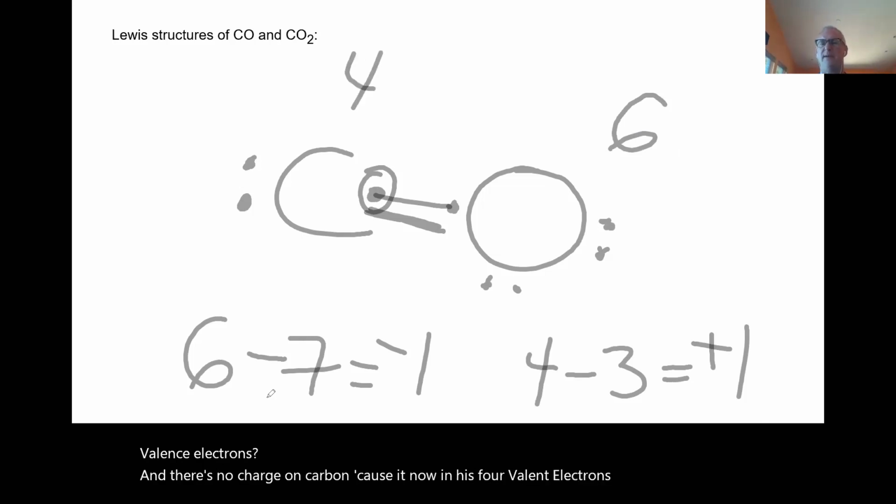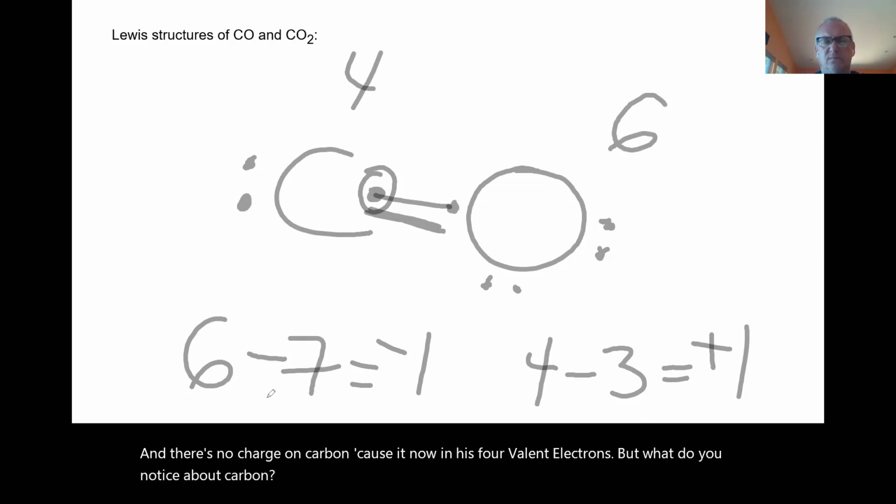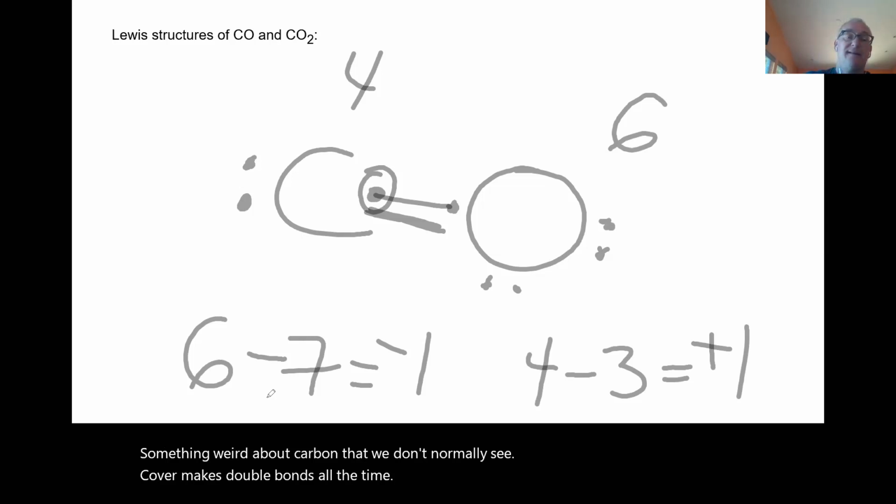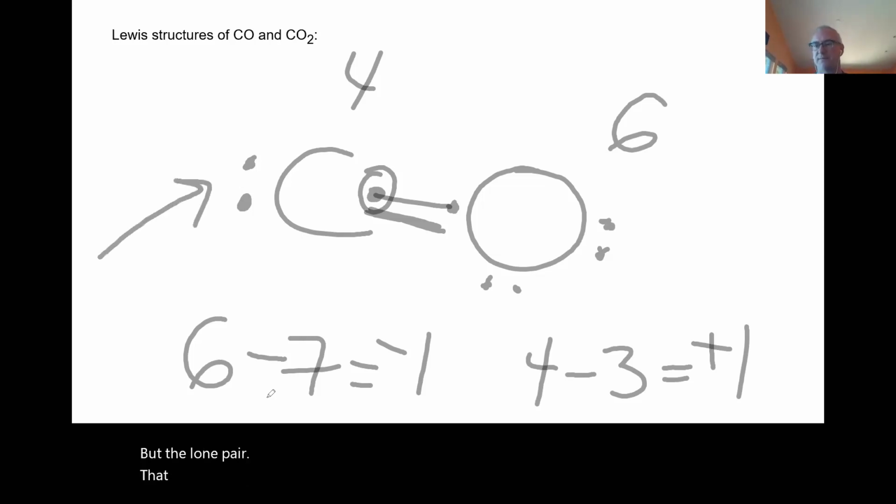But what do you notice about carbon that's weird? Something weird about carbon that we don't normally see. Double bond? No, carbon makes double bonds all the time. Would it be the valence electrons? Or the lone pair? The lone pair. That is very strange for carbon. Carbon rarely has a lone pair to itself.